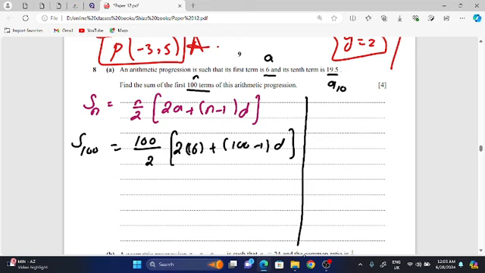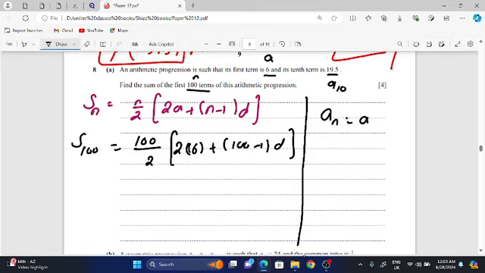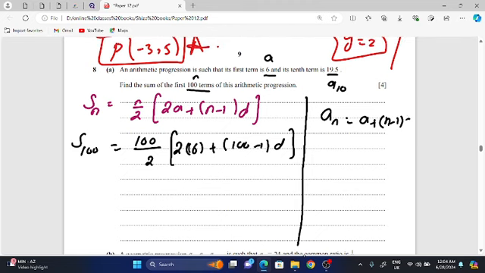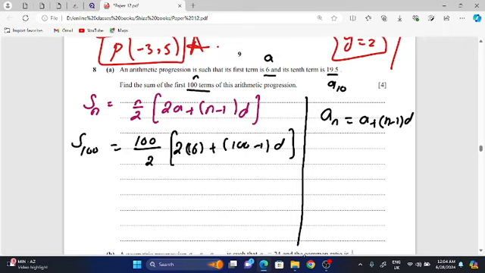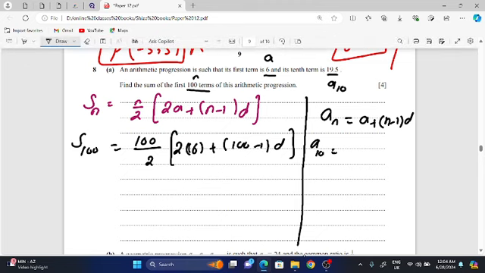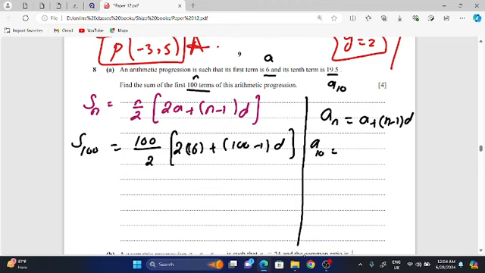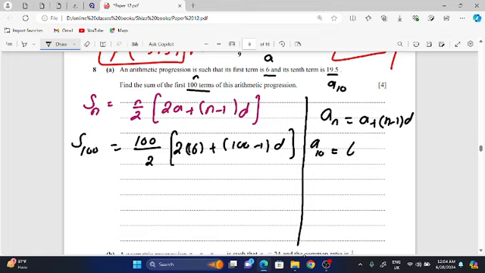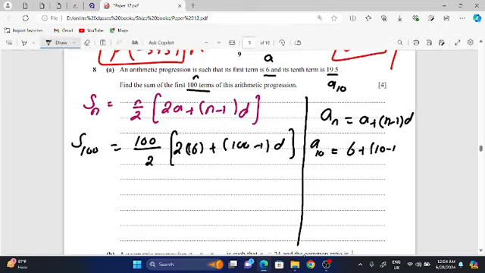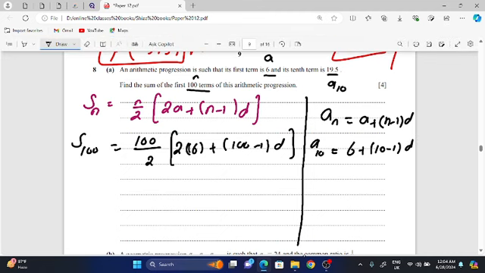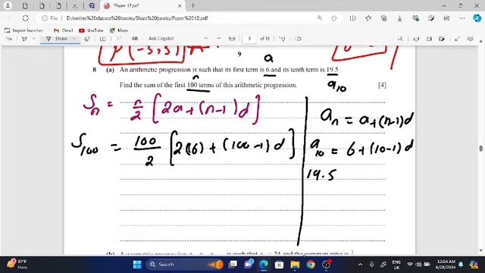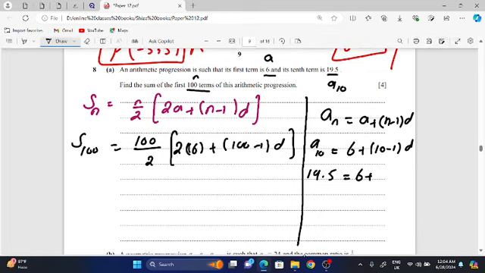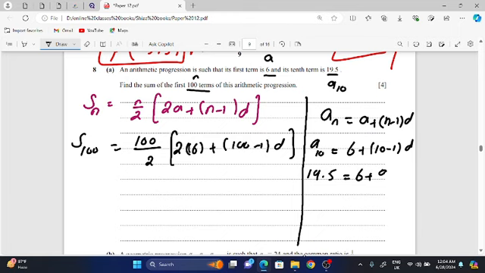In order to find d, I will use the nth term formula again, that is an equals a plus n minus 1 times d. We are talking about the first to 10th term, so it becomes a10, which equals a1, or you can say the first term, that is 6, plus 10 minus 1 times d. The 10th term value is given to me, that is 19.5. So 19.5 equals 6 plus 9d.